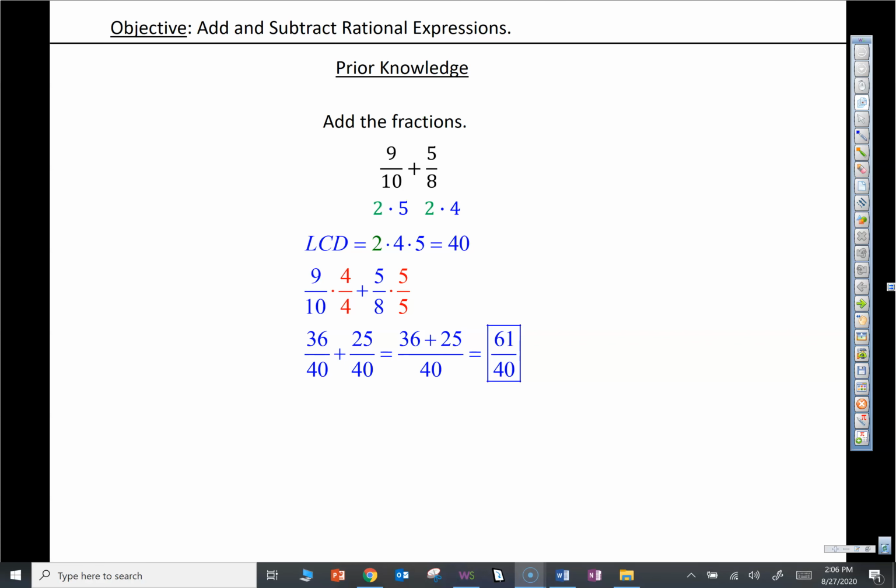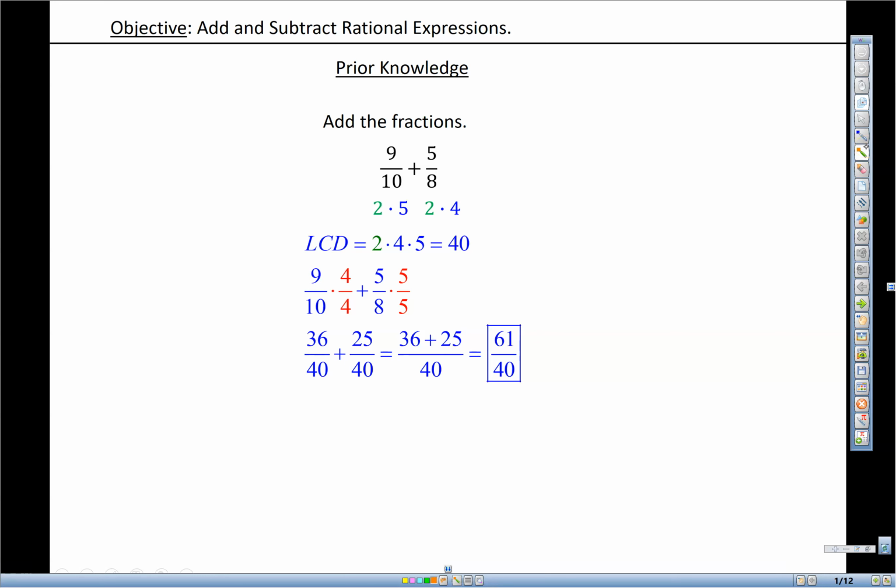So when we add and subtract rational expressions, we actually follow the same procedure as if we're going to add or subtract numeric fractions. So prior knowledge is looking at adding two fractions. One of the things that we need to add fractions is a common denominator. So the lowest common denominator is determined the same way for numbers as it is for rational expressions. We look at the breakdown of the factors of the denominators, any factors that they have in common, such as 2, we use that once, and any factors that are not common to both denominators, we use each of those once. And so that gives us a lowest common denominator of 40, which is also the least common multiple of 10 and 8.